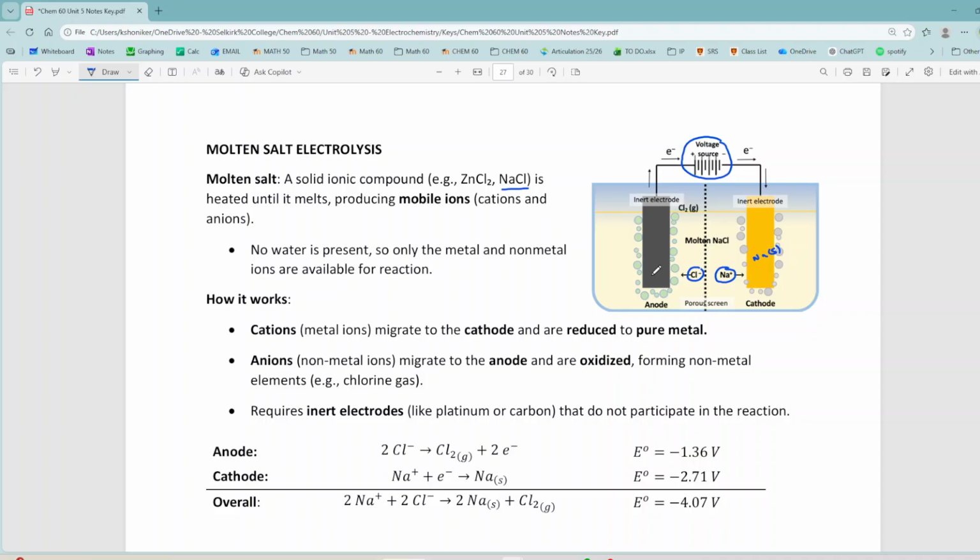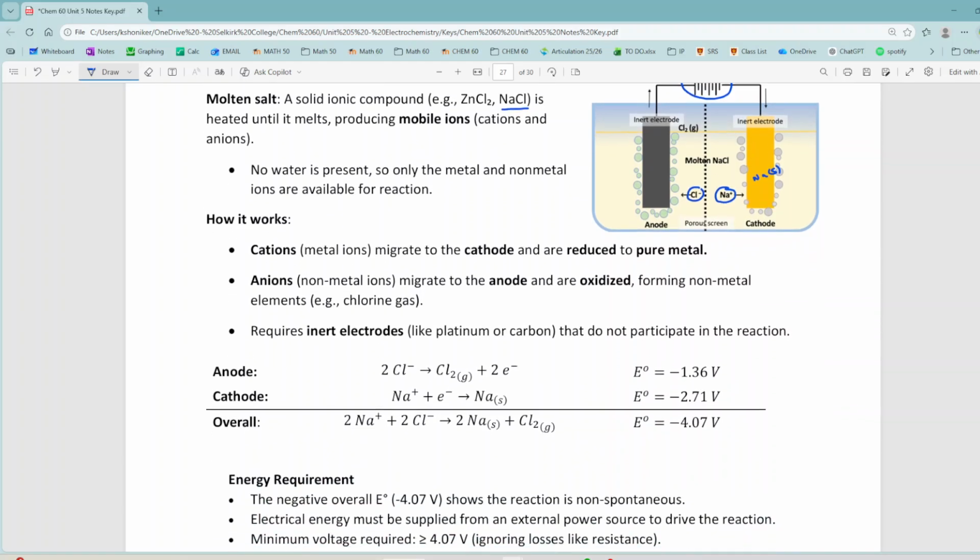And then the anode is where the non-metal ions are going to migrate. Your anions are going to go to your anode and become oxidized, forming non-metal elements like chlorine gas. An example of this is sodium and chloride.